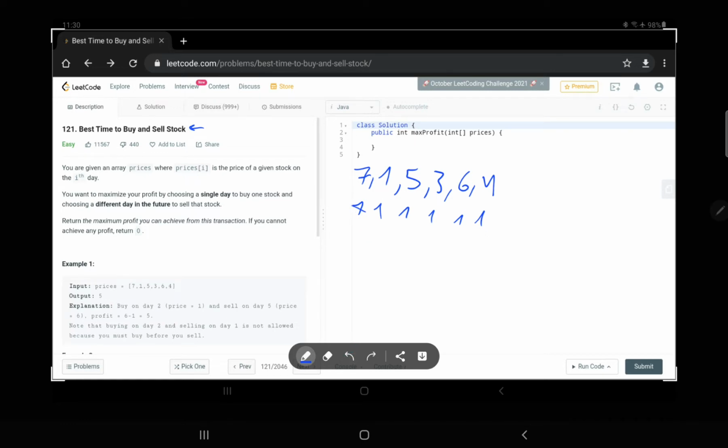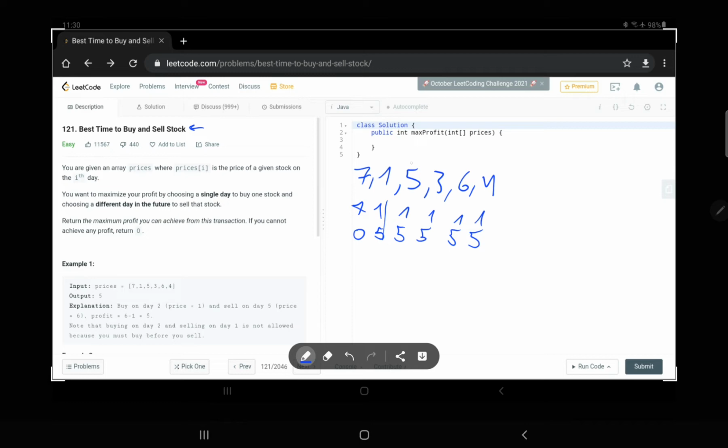What other thing could we track? We could track the profit. So what is the profit here? 0. The profit here is still 0. Sorry, the max profit here was 0. The max profit here was 1 and then 5. The max profit here would still be 5, 5, 5, 5. So we see that already here we had a solution.